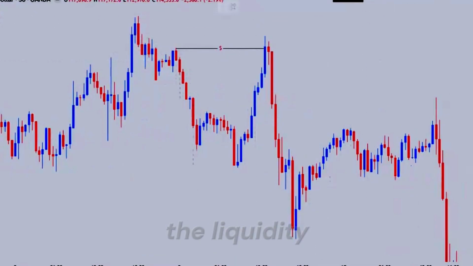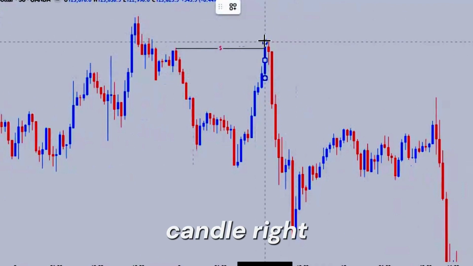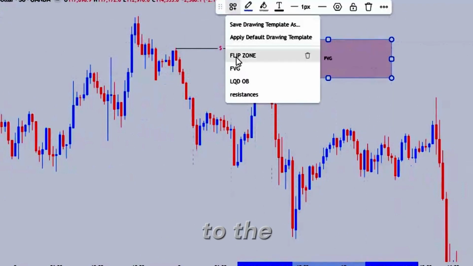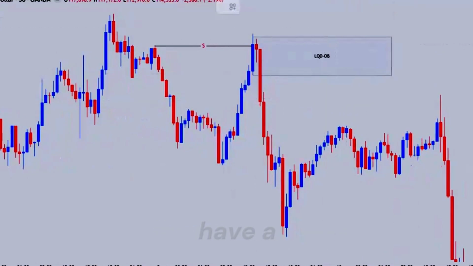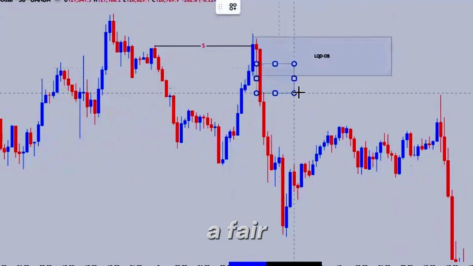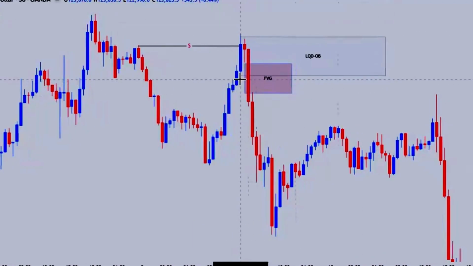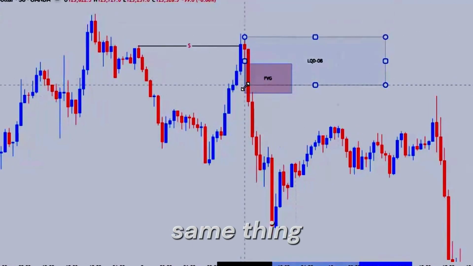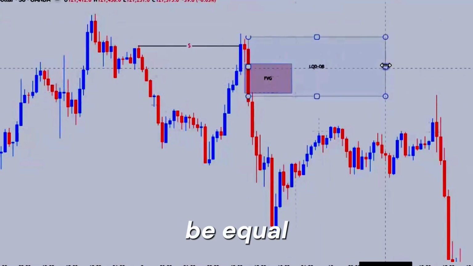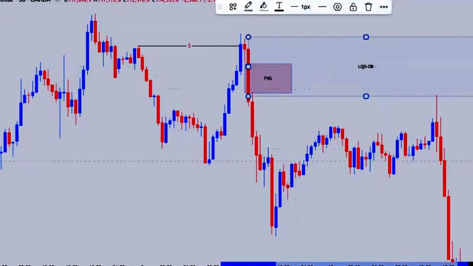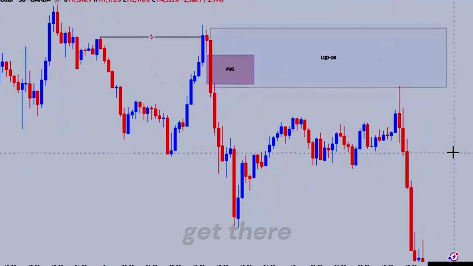Now let's mark out the liquidity order block. So this is the candle right here that grabbed liquidity. Extend it to the future, then you note it to be liquidity order block. We can see right now that we also have a FVG, which is a fair value gap right here. So all you have to do, you have to combine them to be the same thing. Okay, merge them to be equal. So after you merge them like this, then you extend it to the future, waiting patiently for when price is going to get there next.